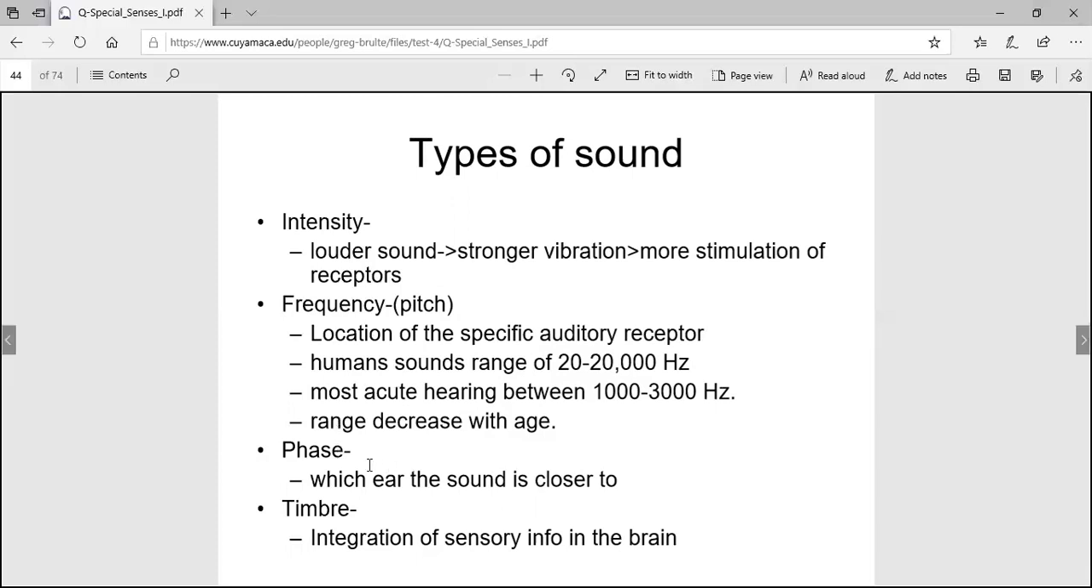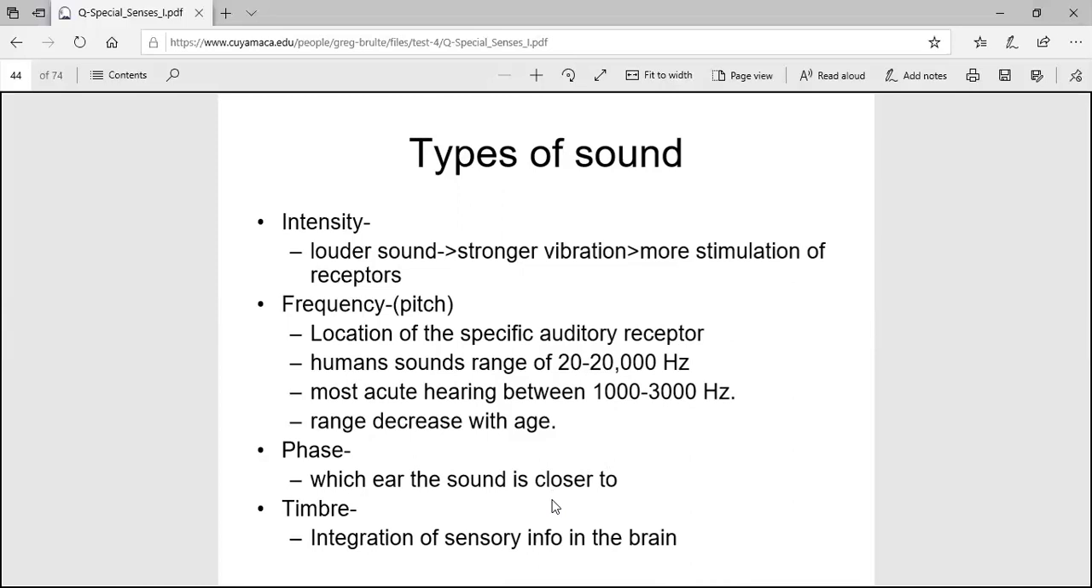Phase is just which direction it's coming from. So if something clicks on your right side, sound has a speed of like 700, 750 miles an hour, depending on where you are in the atmosphere, how thick the atmosphere is and all that. And so it's going to hit your right ear first, and then just a millisecond later, it's going to hit your left ear, but your brain can tell, well, that came from the right side or the left side. And that's how you figure out where the sounds are coming from.